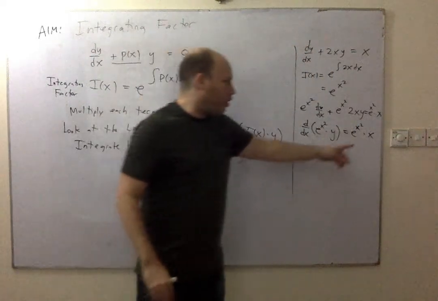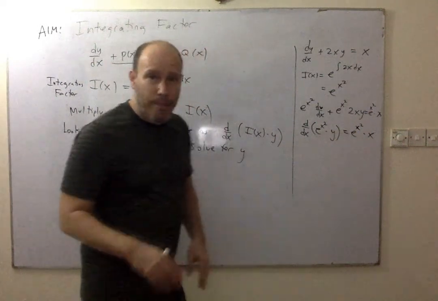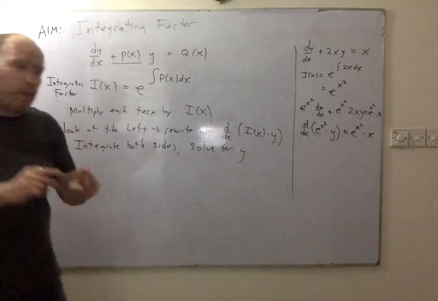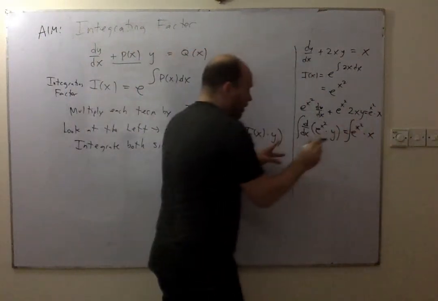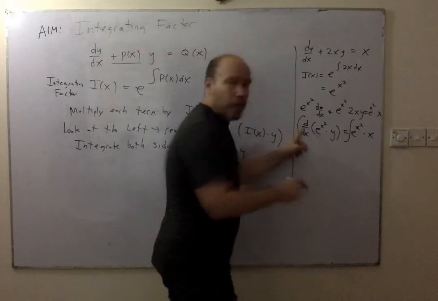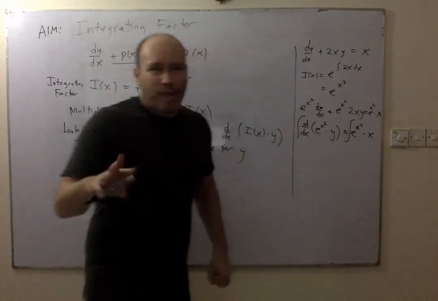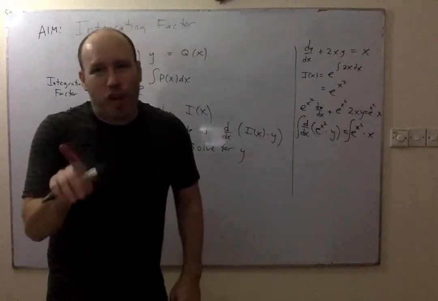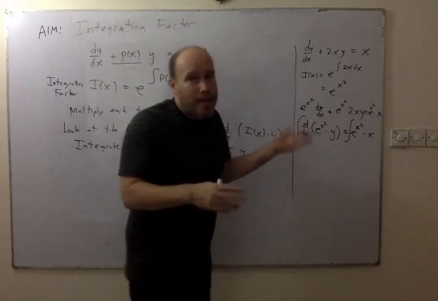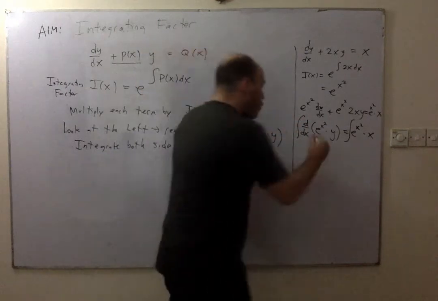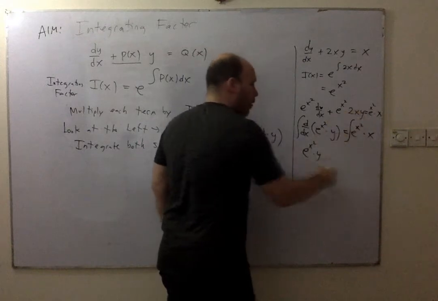Now you say, well, that's a little confusing. It's not confusing. Next, last step, take the integrals of both sides. This is nice because an integral undoes the derivative. They're like inverse functions, the integration and the derivative. So we simply have e^(x^2) times y.